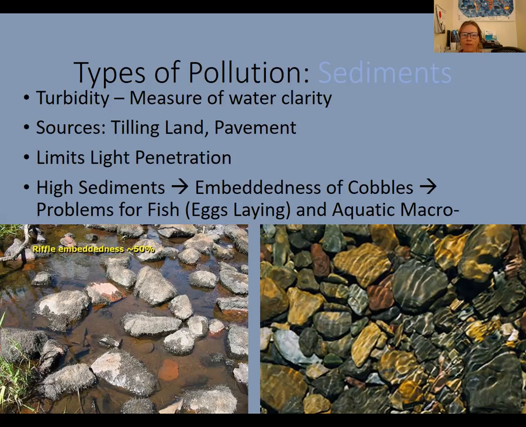And then another problem is that as sediments get into the water, they embed the maybe bigger rocks or cobbles that might form the bed of the river. And this basically prevents oxygen from getting down into some of these crevices. So it kind of destroys the habitats for certain kinds of macroinvertebrates or insects that might be living in the water. But also it can create problems for fish.